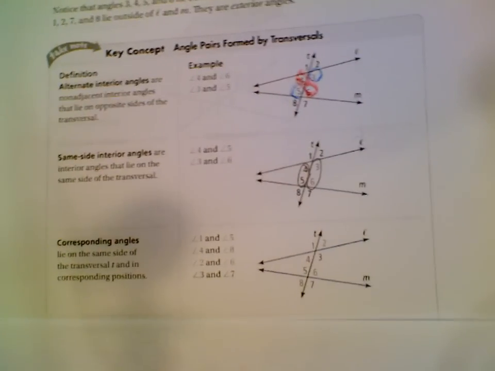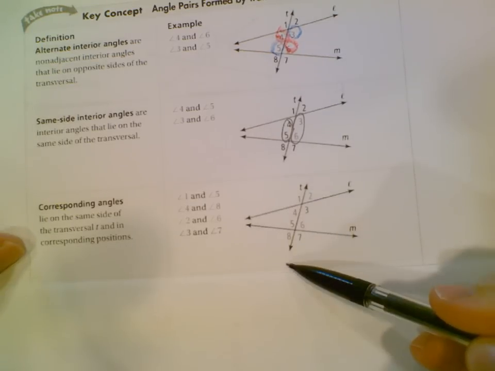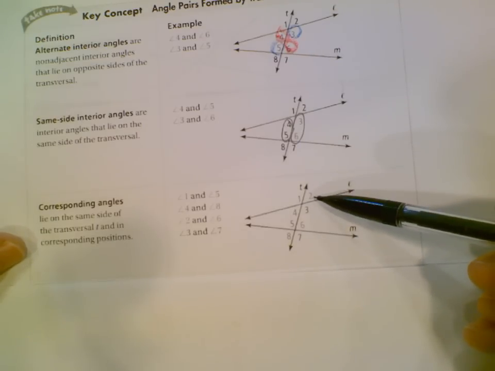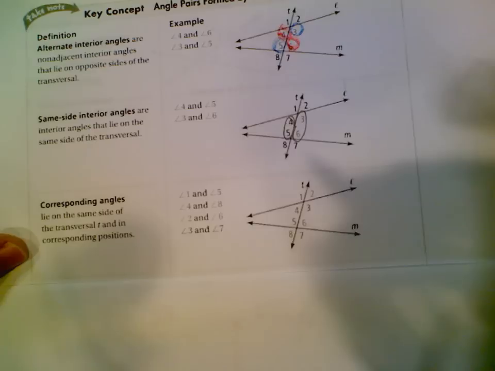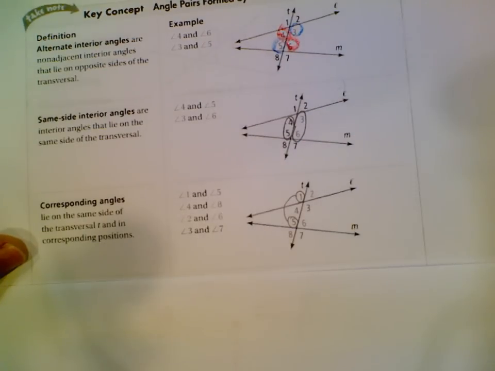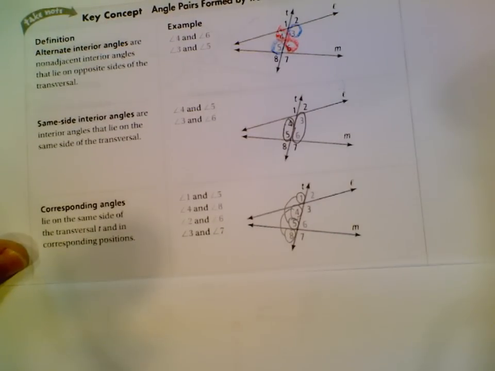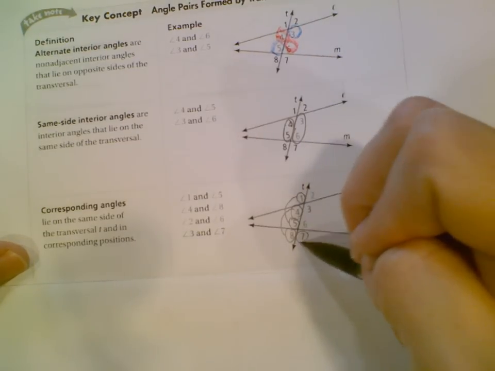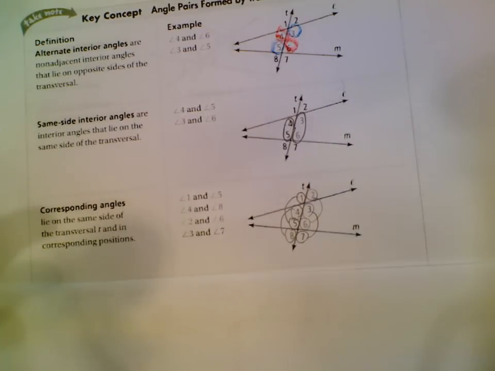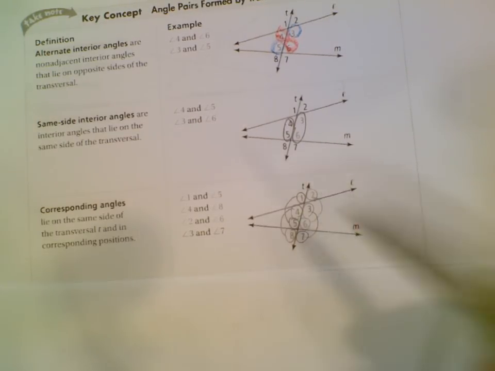Corresponding angles. This is one where people struggle to remember. Corresponding means they have to lie on the same side of the transversal, and they have to be in corresponding positions, which means one would be on the inside, one's going to be on the outside. So for example, I would use 1 and 5, they are a pair of corresponding angles, or I could use 4 and 8, or I could use 7 and 3, or 6 and 2. So they have to lie on the same side of the transversal. One has to be on the outside, one has to be on the inside.